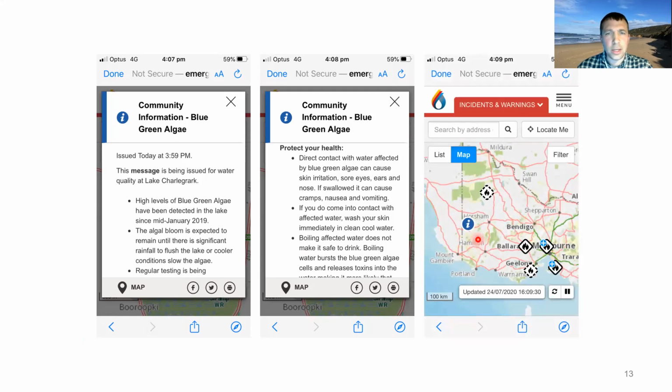So this is located, if you're wondering where Lake Charlegrark is at, maybe someone can tell me how to pronounce that so I don't sound like a fool, but it's out here in Western Vic. I've actually been through Horsham when driving to Adelaide, and this area does have a reasonable amount of agriculture. So it could be that agricultural runoff is the cause for this.